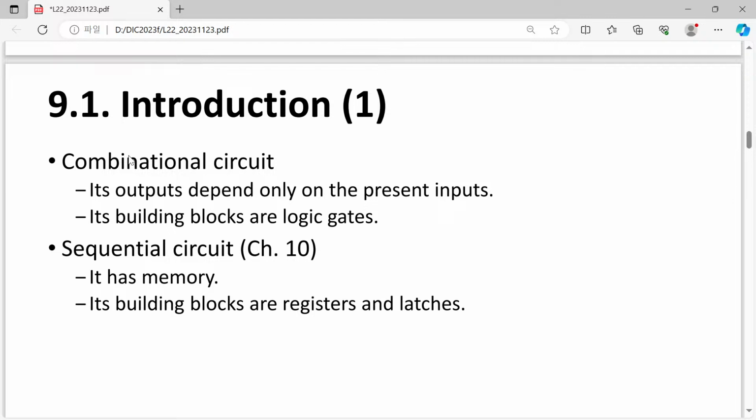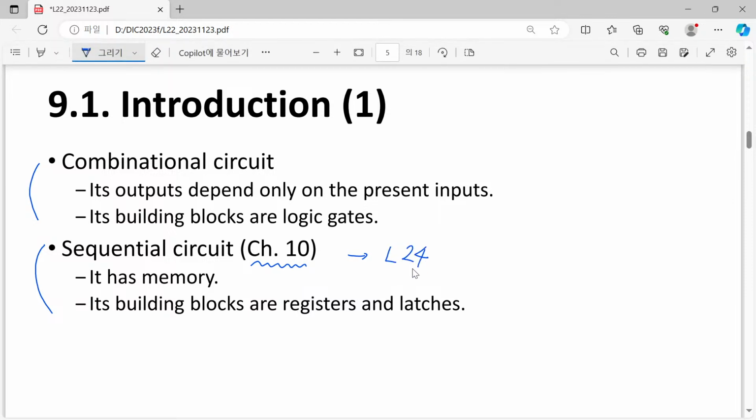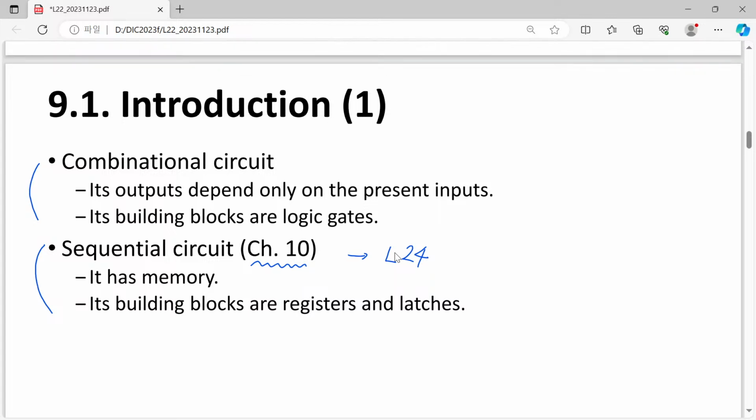So in this introductory part, we just make a distinction between the combinational circuit and sequential circuit. Sequential circuit will be discussed in chapter 10, and I hope that will be covered in our lecture 24, second last lecture of our entire semester. Combinational circuit, it is the circuit we have studied up to now. Its output depends only on the present input. For example, let's say inverter.